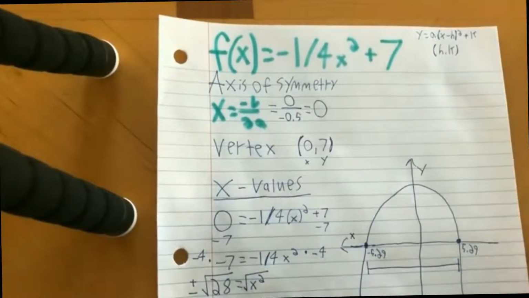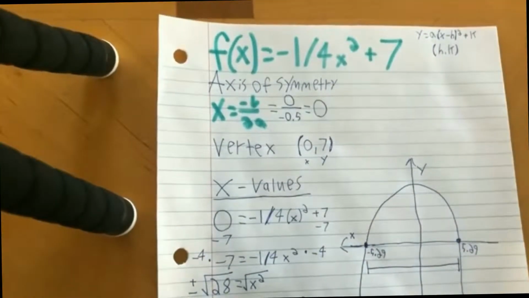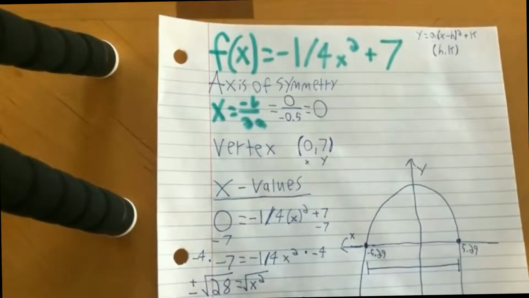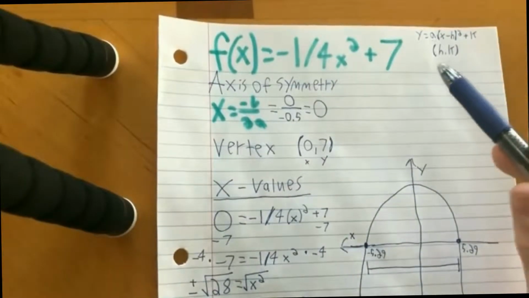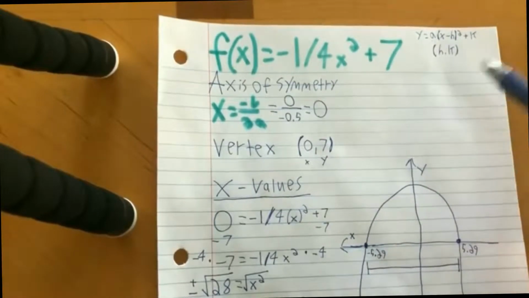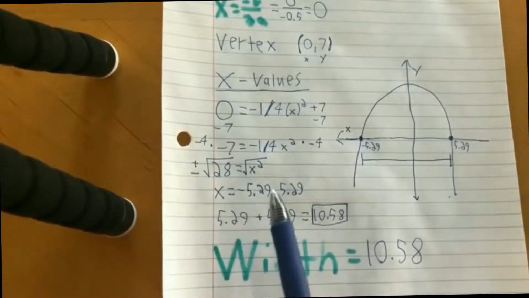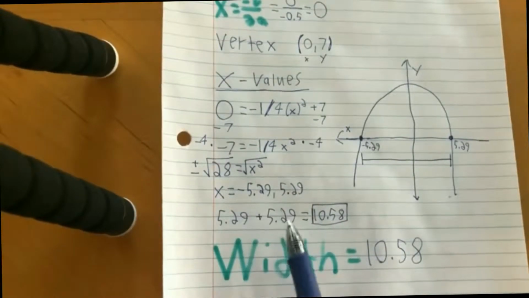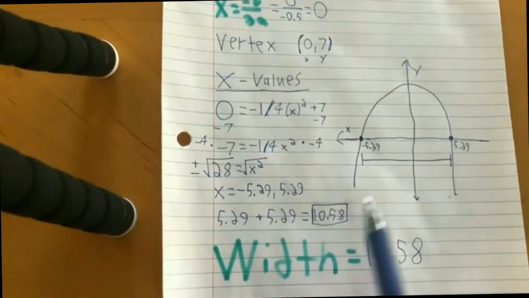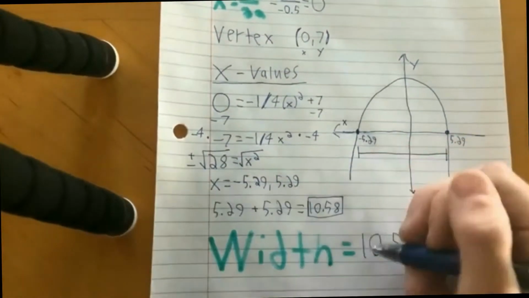Once again, there's my equation. I feel confident that I've found everything I need to do. By the way, I'll figure something out. But I have my equation right here. Once again, that is f of x is equal to negative 1/4 x squared plus 7. I found my axis of symmetry, which was just h, which is 0. And then I found my vertex, which is the coordinate pair h, k. And our k is 7. And I found my x values, which happened to be plus or minus 5.29. And then I added those together because I wanted to find the width, and there's my width.